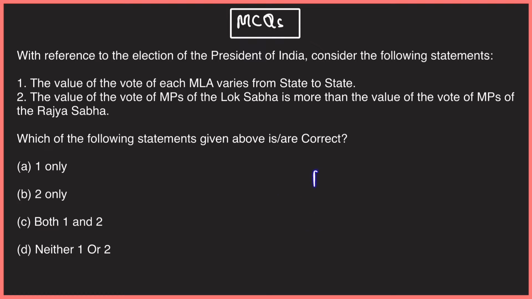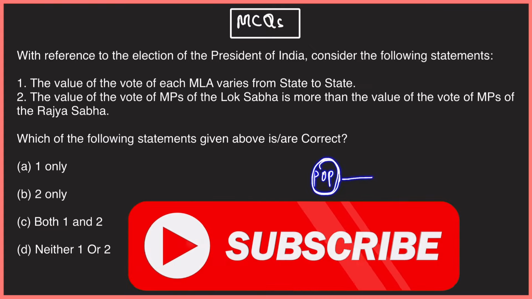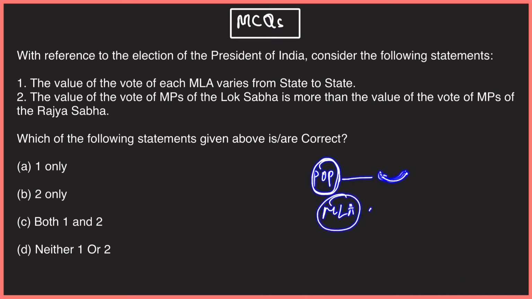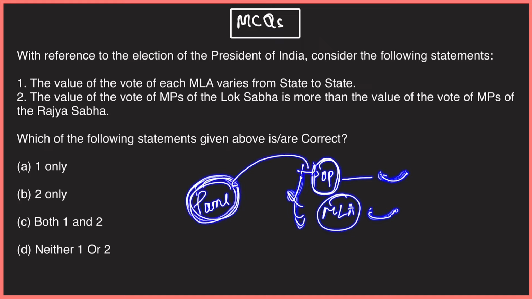Now tell me whether the population of each state is the same or different. Different, right? Now the strength of assembly of each state is the same or different. Different. So MLA strength is also different. So if both are different, can the value of every MLA in every state be the same? No, because the value of vote of an MLA depends on population, which is different in every state, and the strength of assembly, which is also different in every state. For example, I just told you UP has 403 MLAs, but Nagaland has just 60 MLAs.